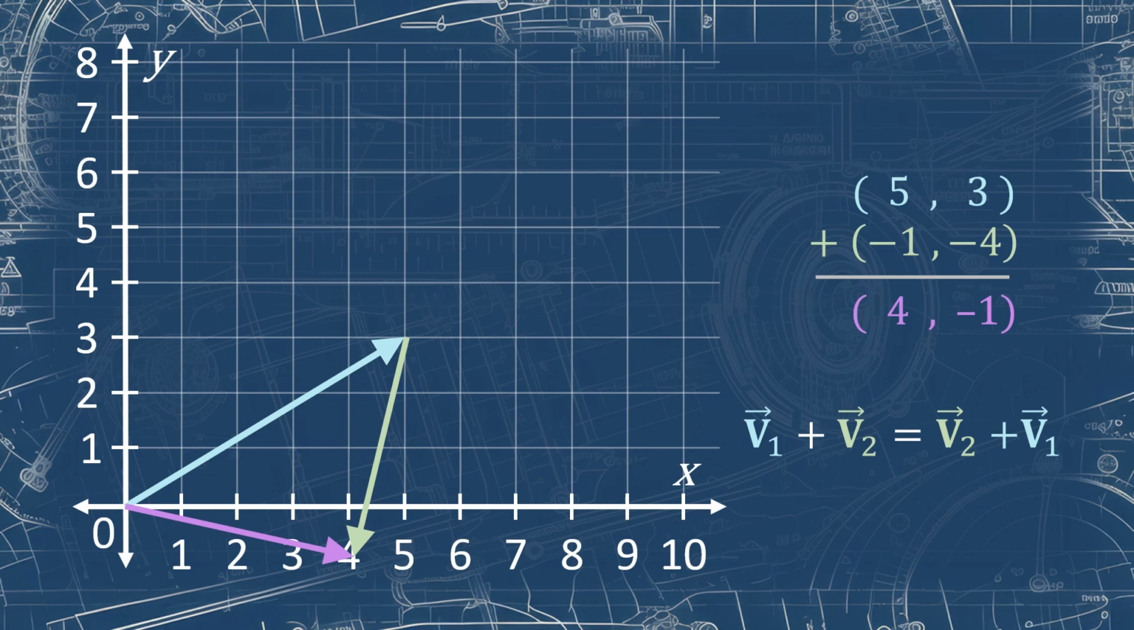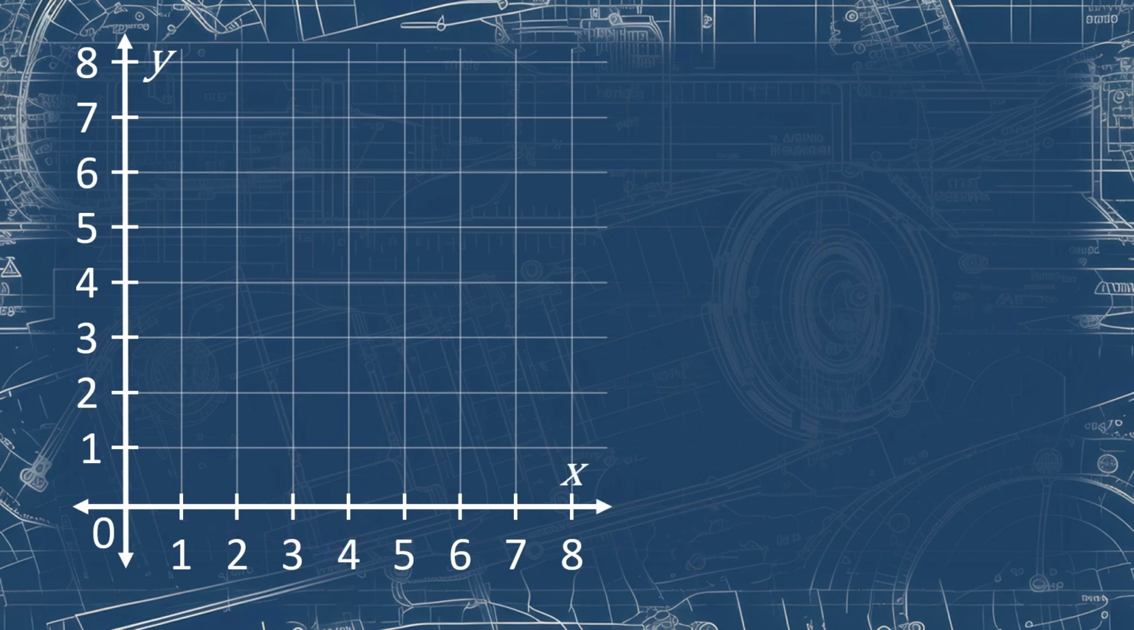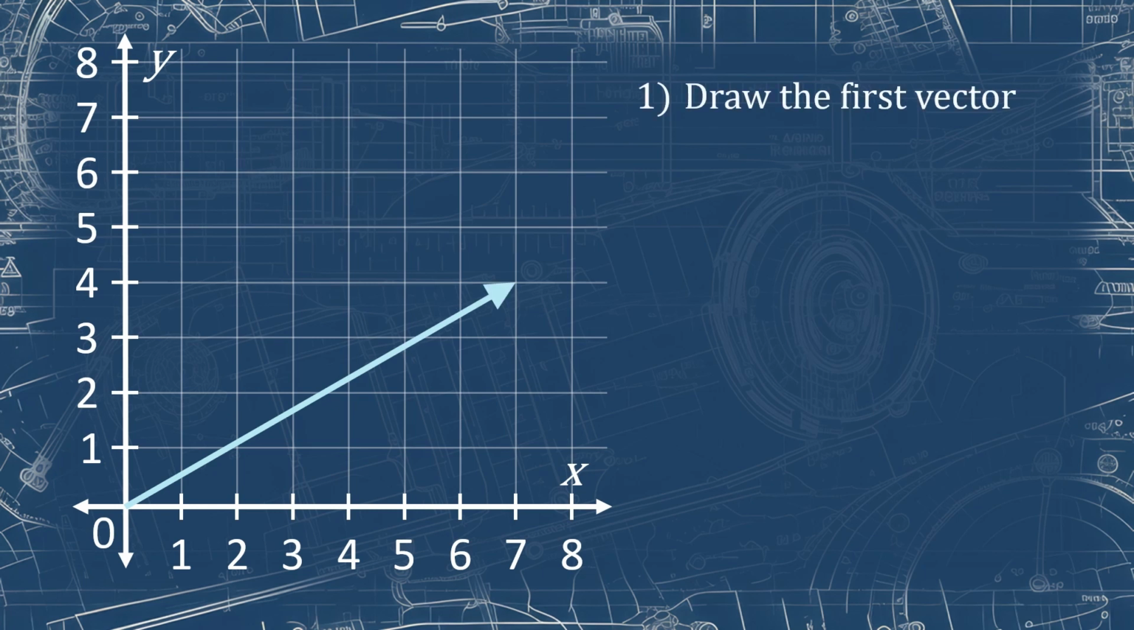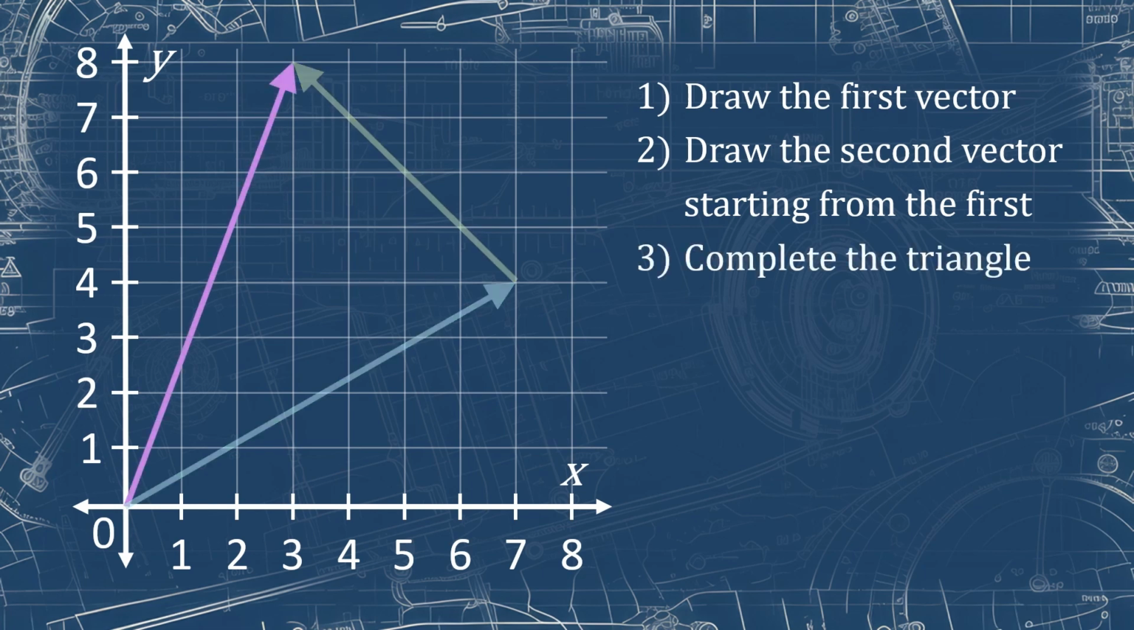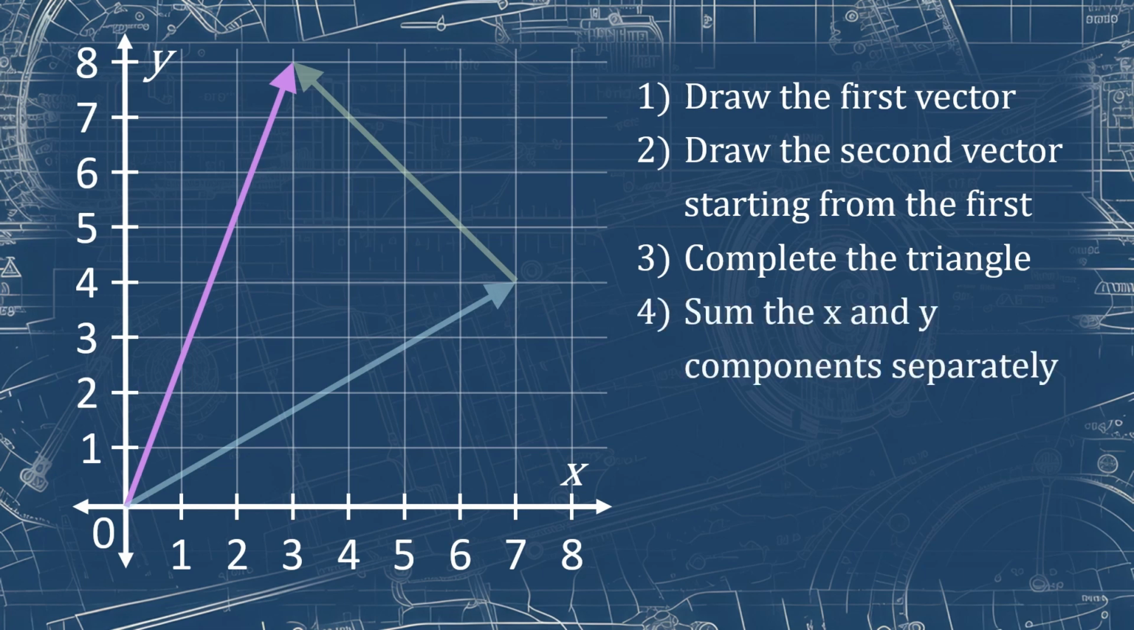Let's recap what we've learned with a super quick example. Vector addition is very simple when we know the Cartesian components. To draw a picture of vector addition, first, draw the first vector with a tail at the origin. Second, draw the second vector with the tail connected to the head of the first vector. And third, complete the triangle by connecting the tail of the first vector to the head of the second vector. And finally, find the values of the resultant vector by summing the x and y components individually.